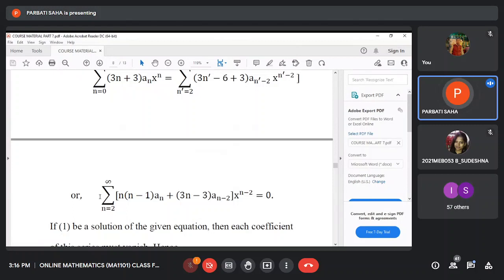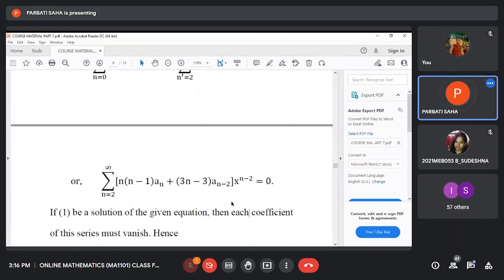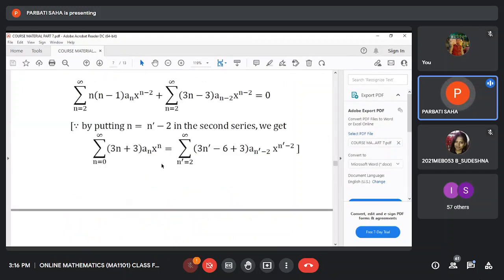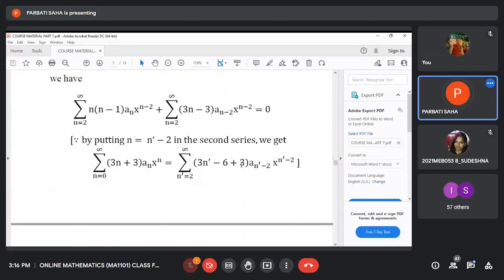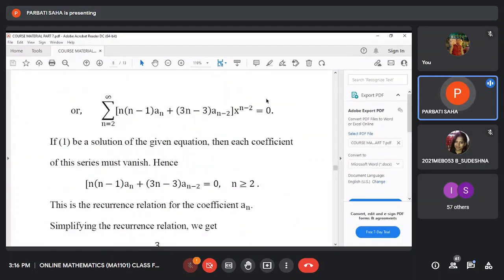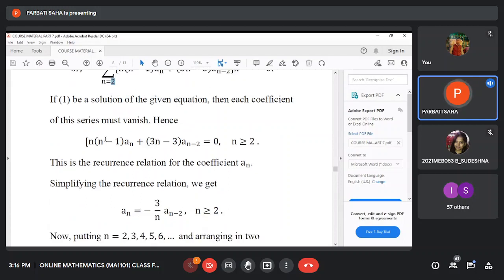So after that, we will obtain this, where the summation is n equals 2 to infinity, and then it will be 0. Now, you see, this is a solution of this differential equation, and the right side is 0. So this coefficient must be 0, like this, where n varies from 2 to infinity, so n is greater than or equal to 2. This is the recurrence relation for the coefficient a_n.